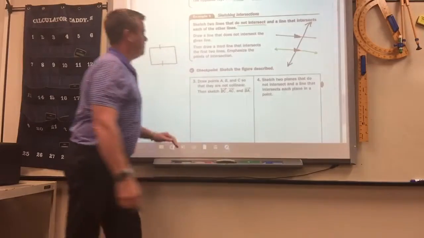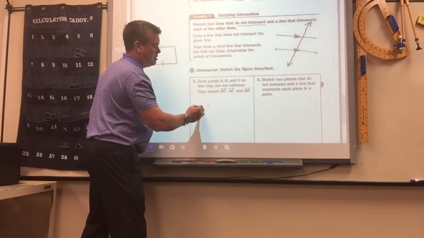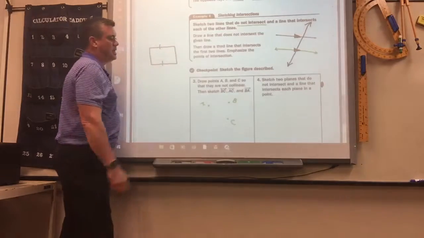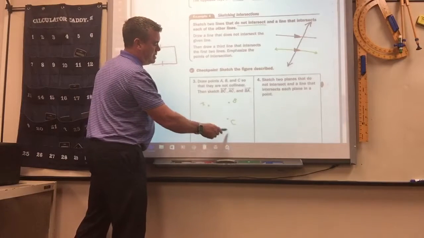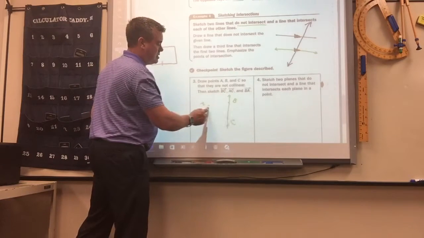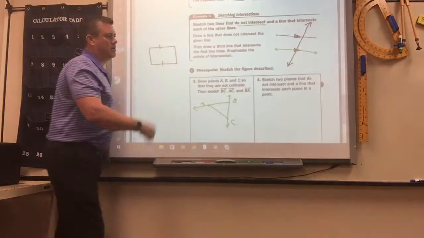Okay, draw points A, B, and C so they are not collinear. There. Then sketch line BC, segment AC, and ray BA. Okay?